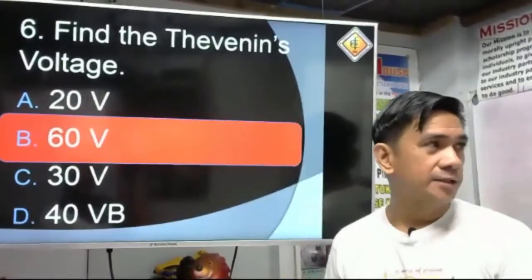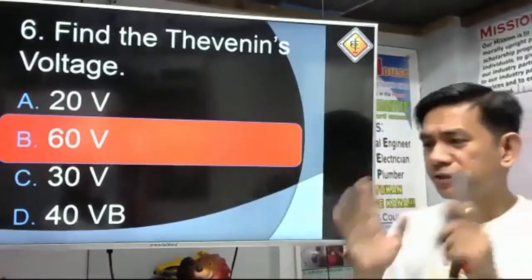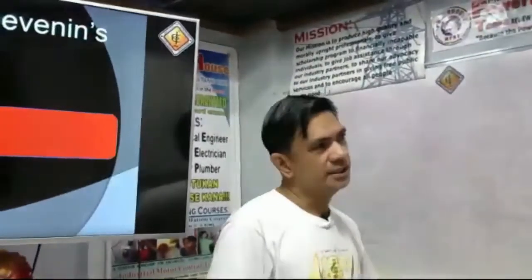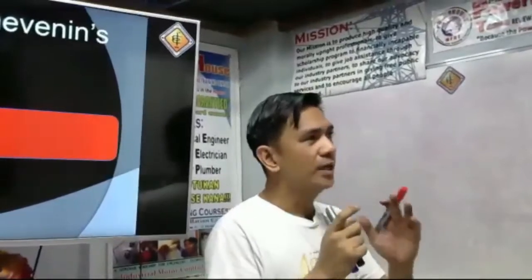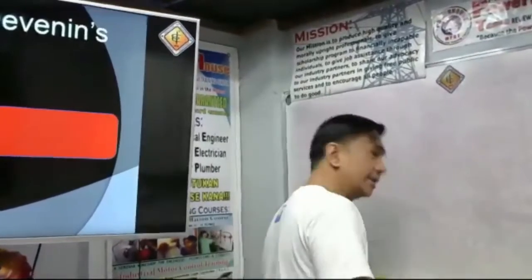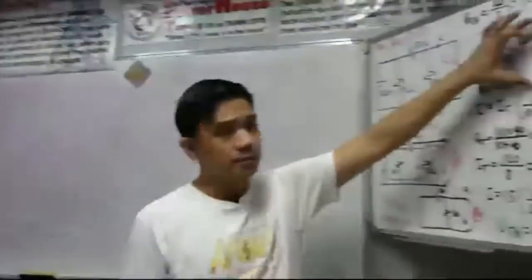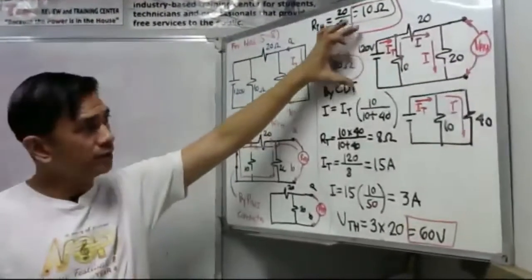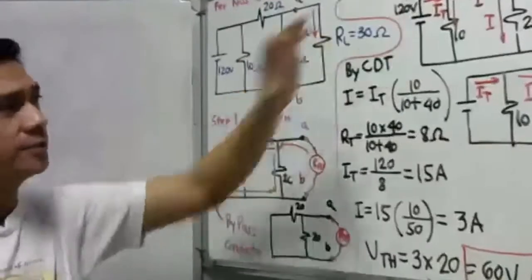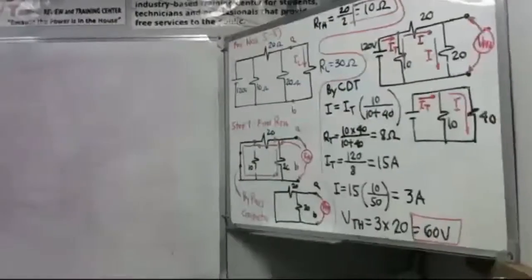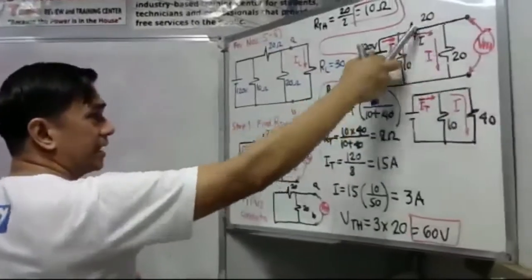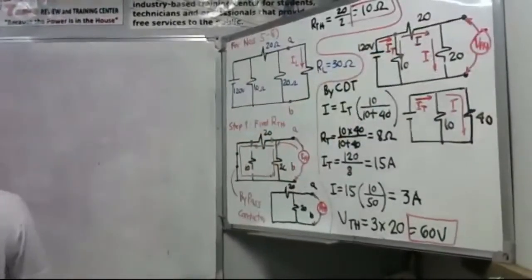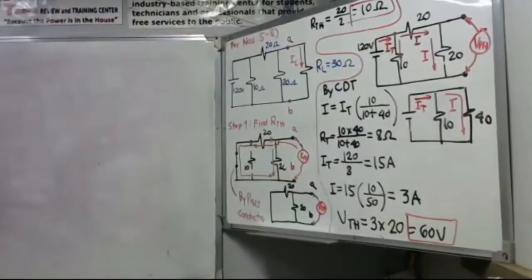Letter B. You know, there is an alternative solution for this. What is that, sir? I think this is a shorter solution, but we need quite a deep analysis. How is it, sir? I will redraw this circuit. Take a look here. So, remember that the 20 and 20 are connected in series. This is an easier technique or method.